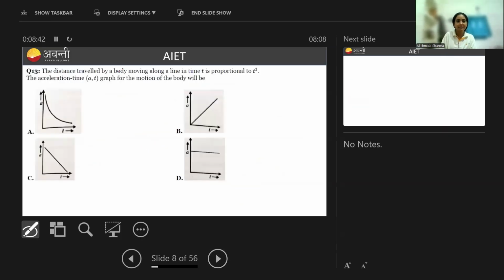Anyway, the distance traveled by a body moving along a line is proportional to t cube. So S is directly proportional to t cube. Acceleration time graph for the motion of the body will be? Okay. So what will it be?